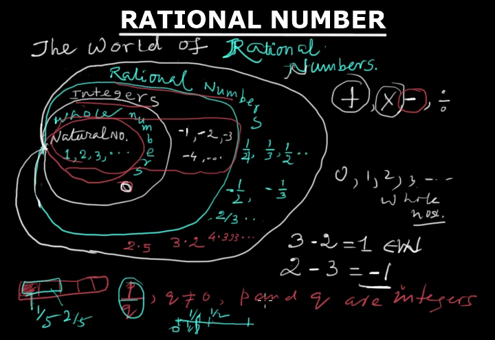Though it is written in the p by q form, 1, 2, 3 are also rational numbers, because 1 you can write as 1/1, and 2 can be written as 2/1. So this is p and q, 2 and 1. Now we know which numbers are fractions and which numbers are rational numbers.